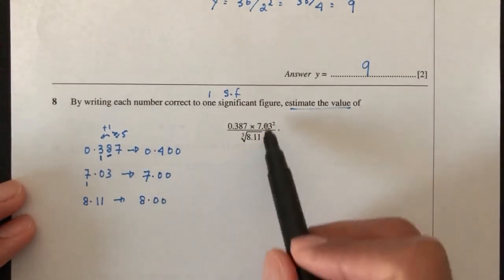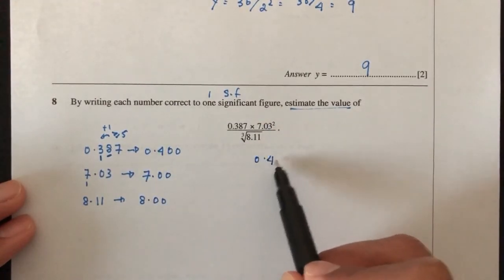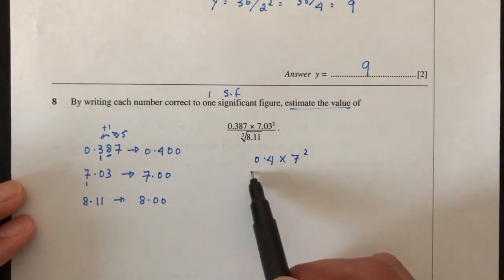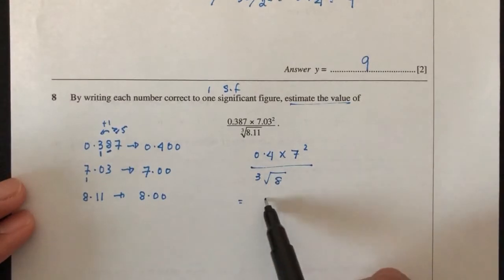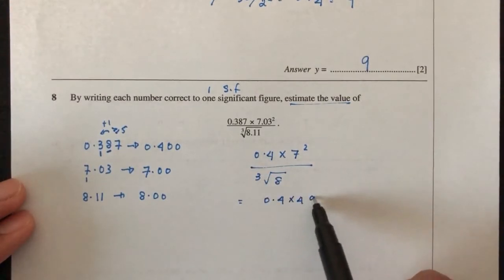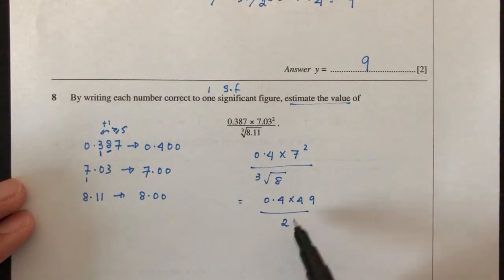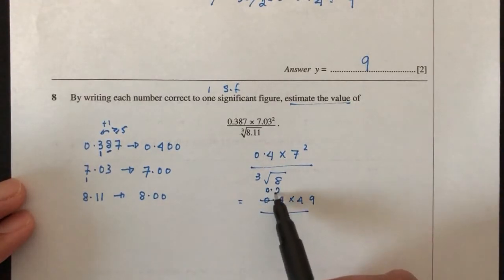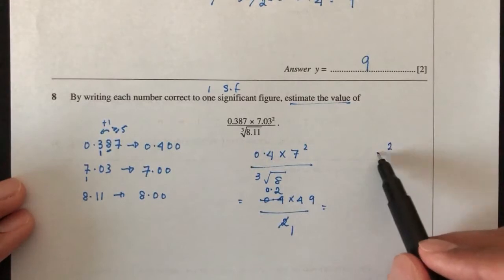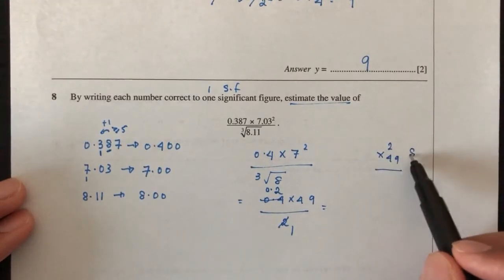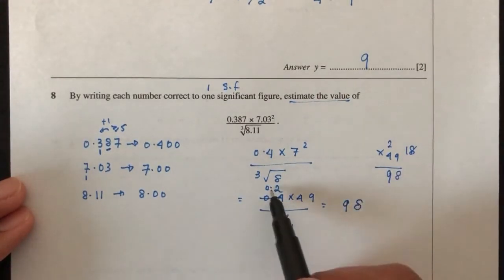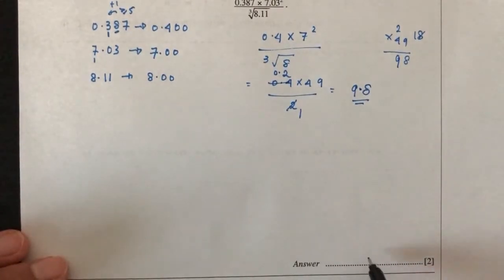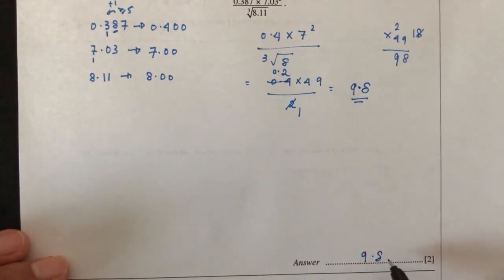So replace back in the fraction. We have 0.4 times 7 to the power 2 divided by the cube root of 8. So here we have 0.4 times 49, and the cube root of 8 is 2. So 0.4 over 2 is 0.2. So what is 0.2 times 49? That will be 9.8. So 1 decimal place. Your answer will be 9.8 for question number 8.